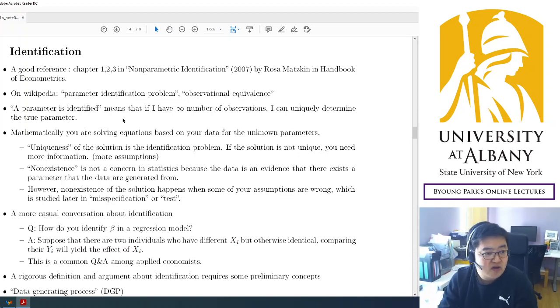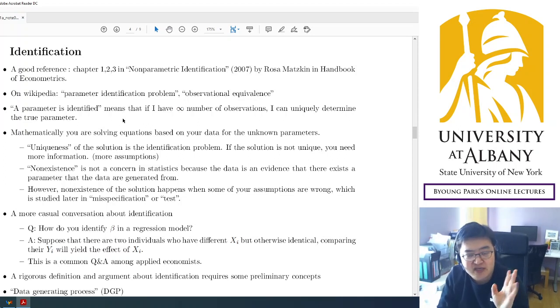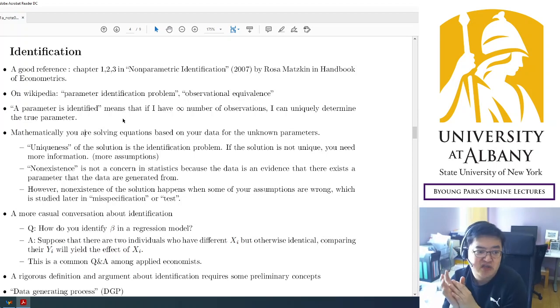On the other hand, there is a uniqueness problem. For example, when I have a system of equations like x plus y equals 1, and the second equation is 2x plus 2y equals 2. In this case, we have two equations and two unknowns, but there are infinite number of values that satisfy those two equations, because those two equations are basically one equation, so the solution cannot be uniquely determined. So that's the uniqueness problem, and that's just a general mathematics concept.